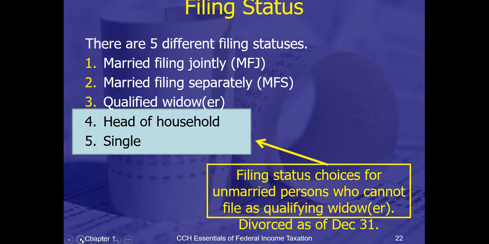Head of household and single are your two choices if you are single, meaning if you're divorced or legally separated as of December 31st.